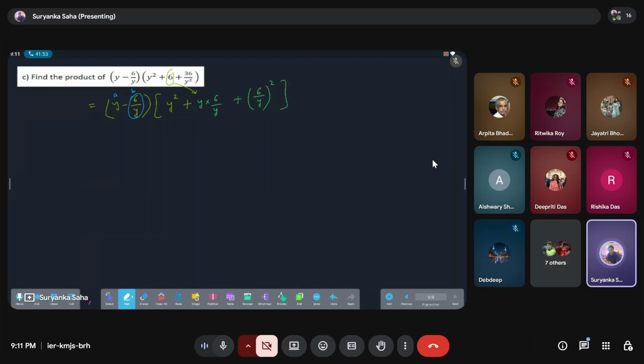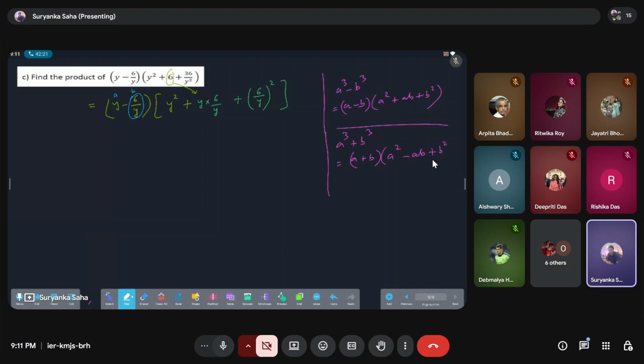Okay. Chalo. So this is basically the formula of a cube minus b cube. So what is the formula? A cube minus b cube is a minus b into a square plus ab plus b square. Okay, and let me revise, a cube plus b cube has the formula of a plus b into a square minus ab plus b square. Please remember this formula.